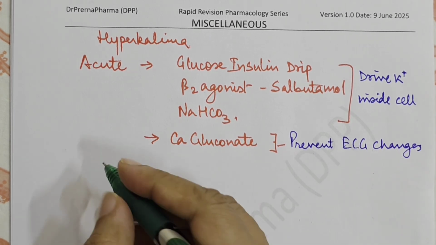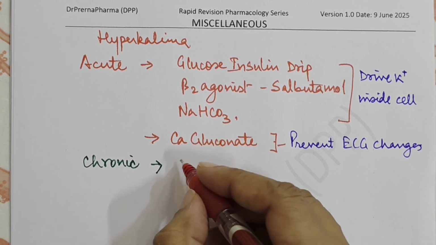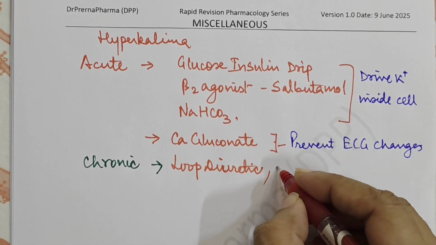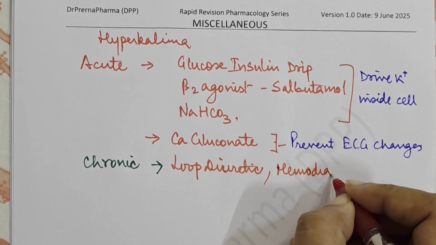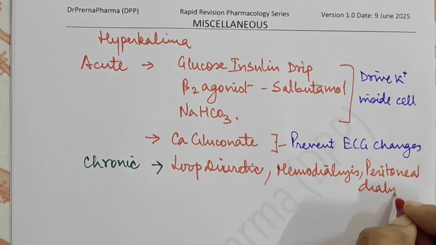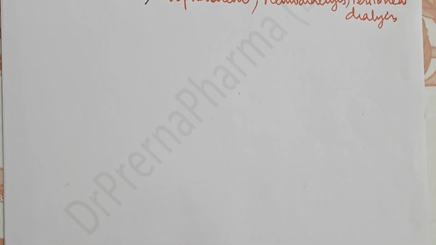Now what is given in chronic hyperkalemia, how will we control it? In chronic hyperkalemia we use loop diuretics because they will cause excretion of potassium. We can do hemodialysis, and we can also do peritoneal dialysis. So this is the treatment for hyperkalemia. They can ask you clinical scenario based questions on that.